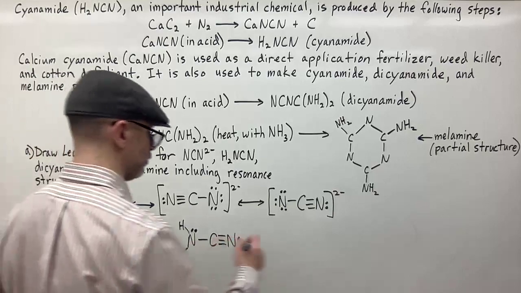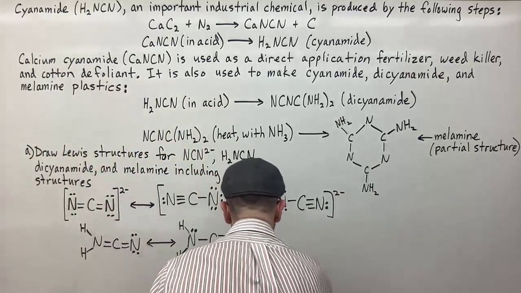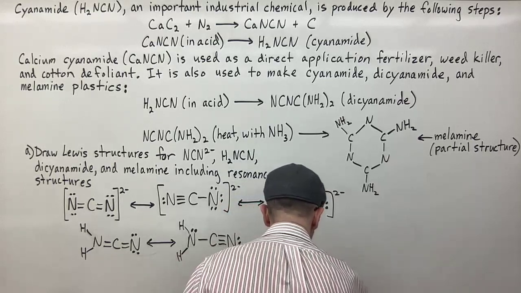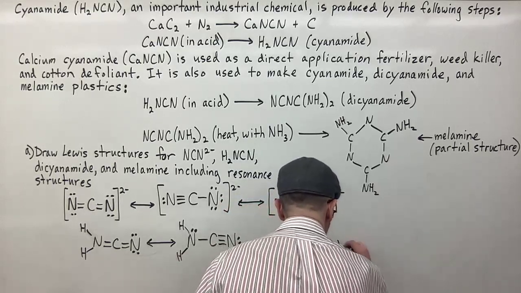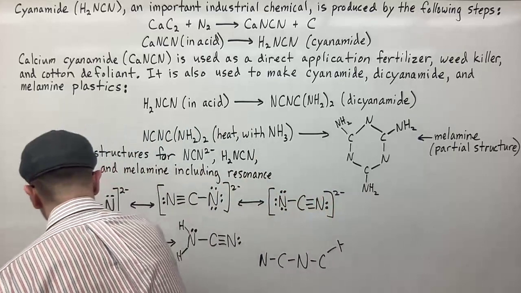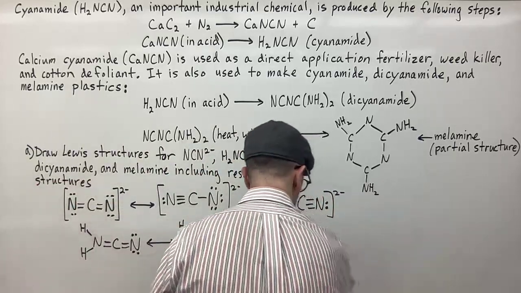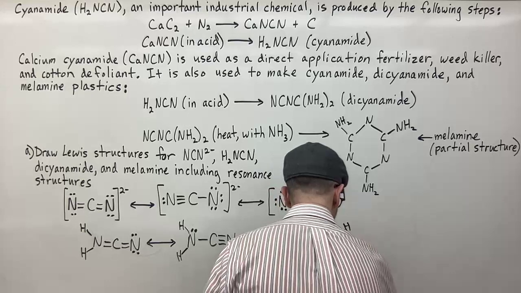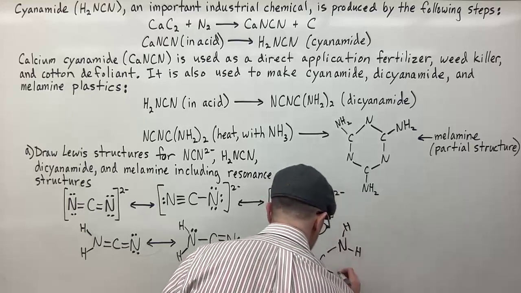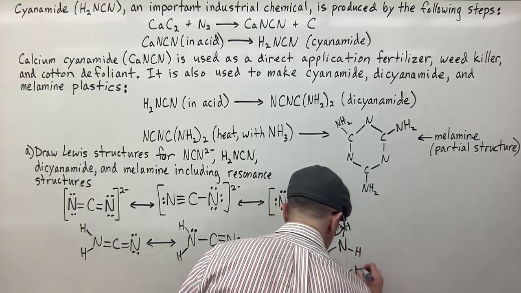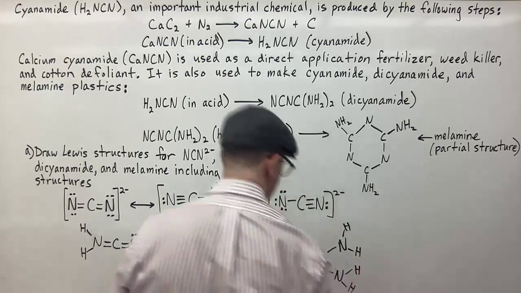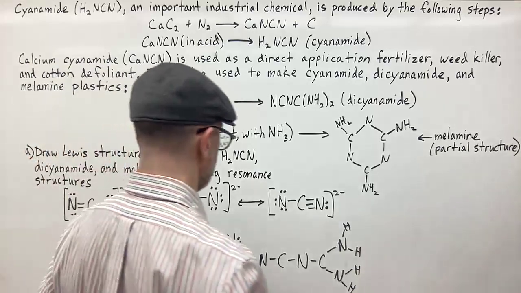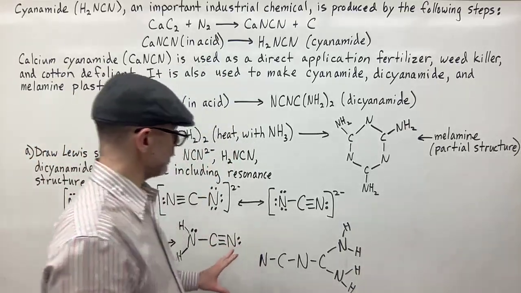So here, I'm going to give myself some room over here. So I have N, C, and C. And then I have an NH2 over here. So I'm going to have nitrogen with 2 hydrogens there, and then a nitrogen with 2 hydrogens there. Okay. So now that's my skeletal structure.